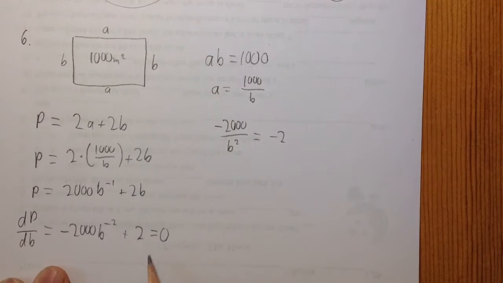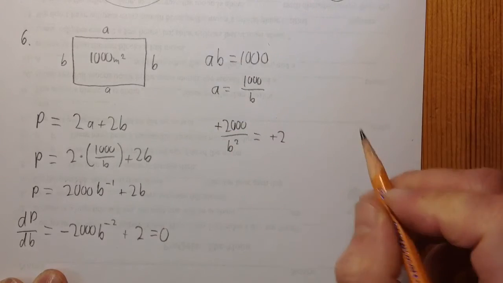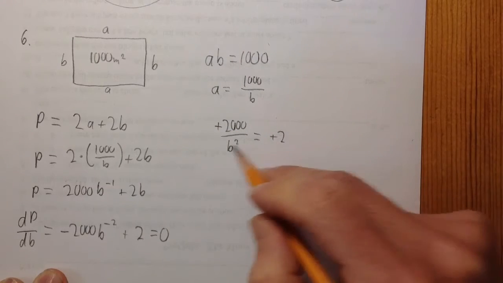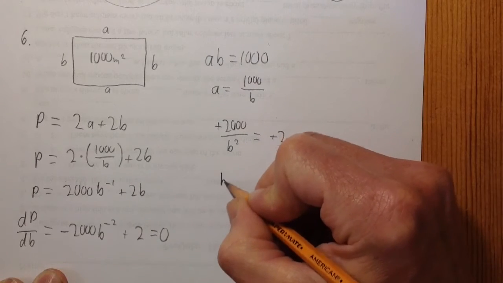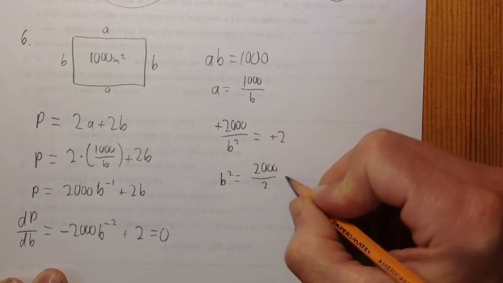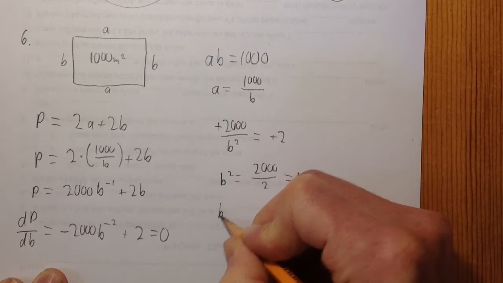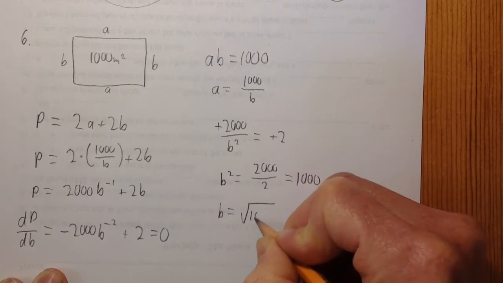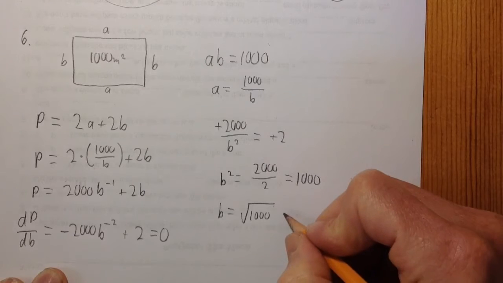I think that's right. So just put the 2 over here, make it negative. Now they're both negative, so we can make them positive. Let's swap the b squared and the 2. One's in the bottom, one's in the top. We can do that. So b squared is equal to 2,000 over 2, which is clearly 1,000. So b is equal to the square root of 1,000. We could leave it like that or get a number out of it. The square root of 1,000 is 31.6, and it goes on forever.